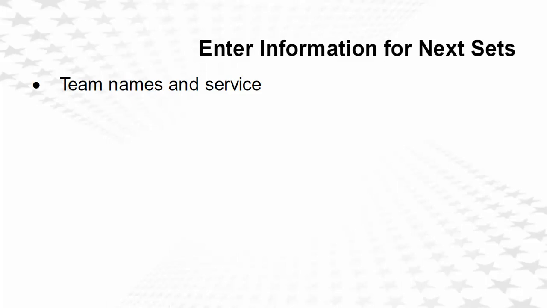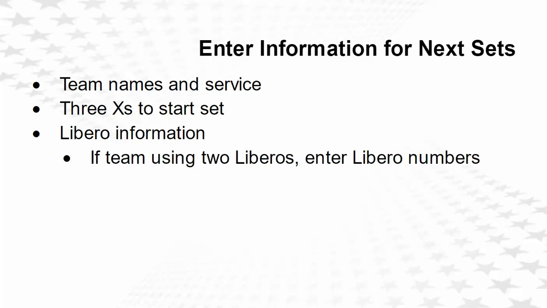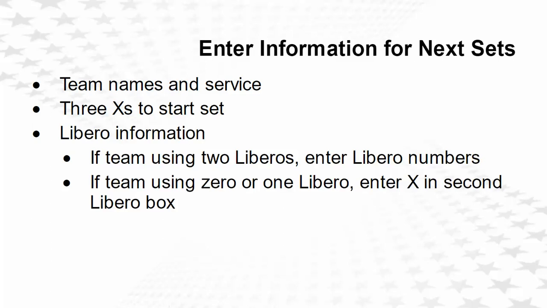Be sure to write the 3 X's discussed earlier and complete the libero information for both teams. If the team has designated 2 liberos in the first set, enter both liberos for that team for the second set. If the team has designated 0 or 1 libero in the first set, leave the first libero box for that team blank, but enter an X in the second libero box. Here is what your score sheet will look like before the first serve of this set.